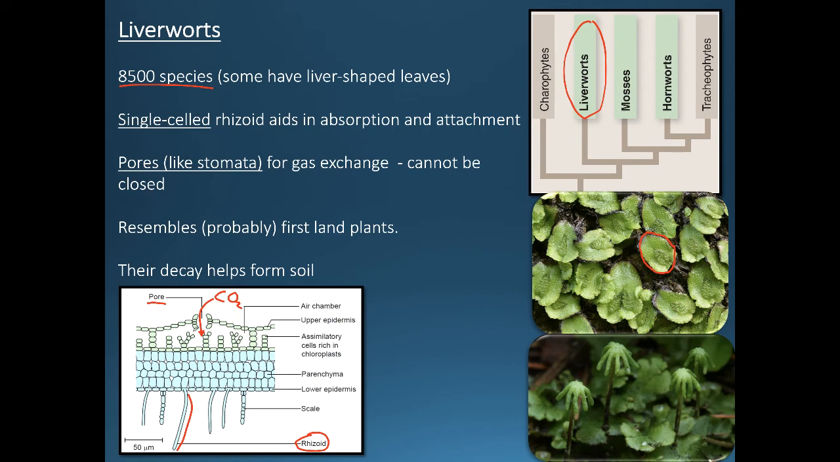They probably resemble what the first land plants were, at least as best as we can estimate. Their decay, when they die and begin to rot, helps form soil. So they're very important in initializing the formation of soil.